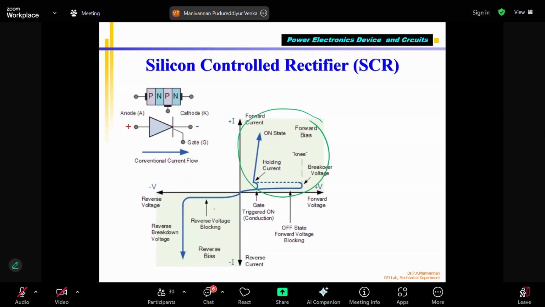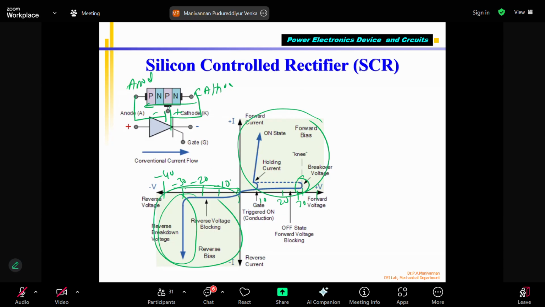In the reverse bias region, you can see this is 0 volts, this is minus 10 volts, minus 20, minus 30, minus 40. Correct? Here I said plus 10, plus 20, plus 30, plus 40. So this is 40, and you should not apply more. In reverse also, as you increase the negative voltage, at a particular point the current will start flowing from cathode to anode, because you are giving negative voltage here and positive here. They call this region reverse bias.